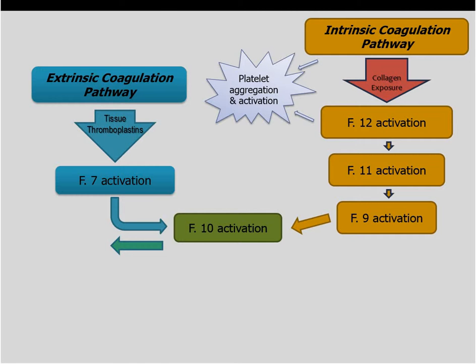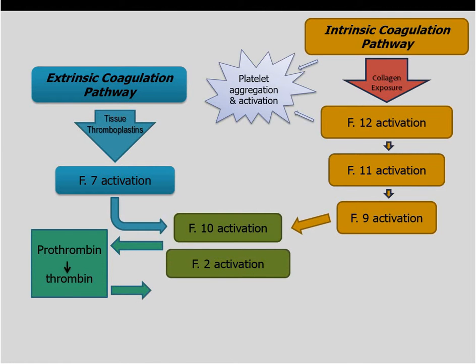Once factor 10 is activated, it will activate factor 2, and it also will activate a clotting factor whose name is prothrombin into its active form called thrombin. This is a name that you'll hear a lot, prothrombin being activated into thrombin, so I chose to use its name instead of its factor number because you will hear it a lot.